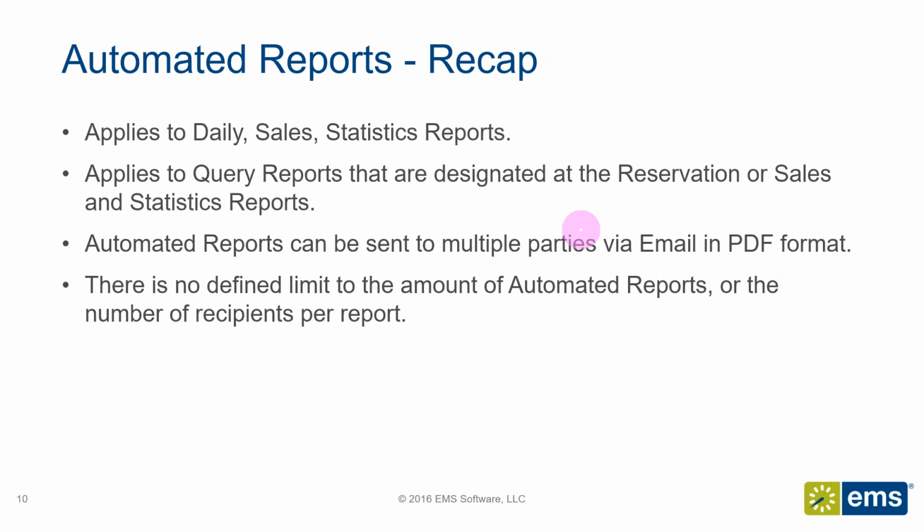Automated reports can be sent to multiple parties, meaning that you can send it to as many email addresses as you want. There is no pre-established limit for the amount of reports you can send and the amount of people you can send those reports to. And of course, the amount of recipients or distribution lists are not limited as well, so you can also include an entire team of people with regards to that.